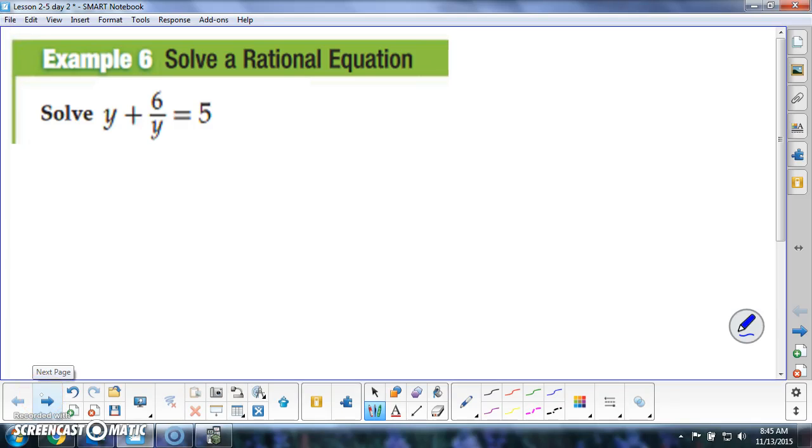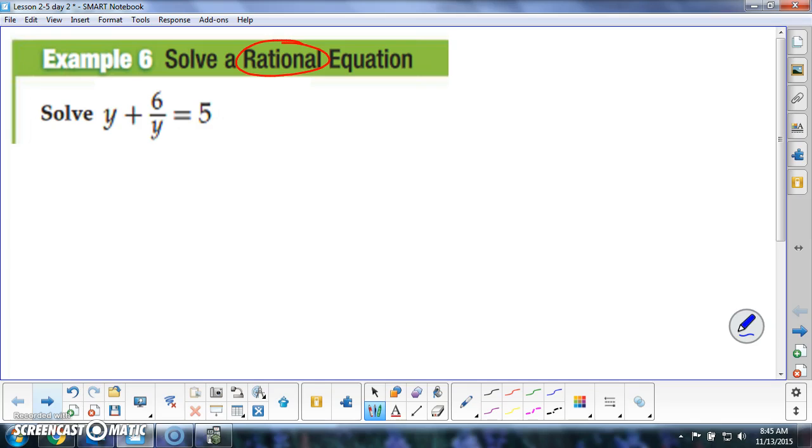Part 3 of Lesson 5, Chapter 2 is on solving rational equations. Again, when you see the word rational, that means that you have fractions. You can see in this equation that we need to solve, we've got fractions. Typically, you'll have variables in the bottom of the fraction.